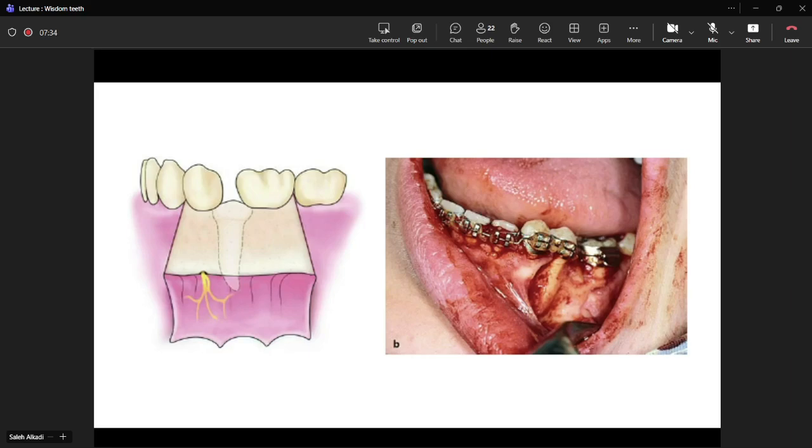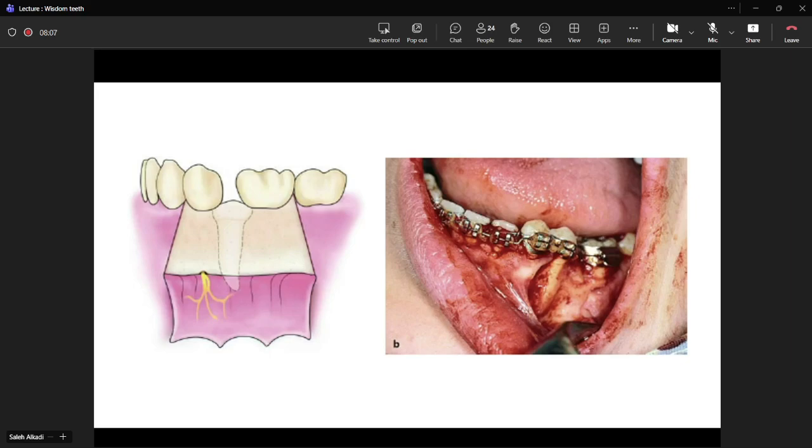Here you can see the root of the adjacent premolar is exposed, and there's a bulge in the bone that represents the bone overlying the impacted premolar. A very important thing when doing any surgical procedure in the lower premolar region is to protect the mental nerve. So you have to identify the mental foramen and then protect the mental nerve from any sharp instrument by retracting the soft tissues and the nerve away from the sharp instruments.